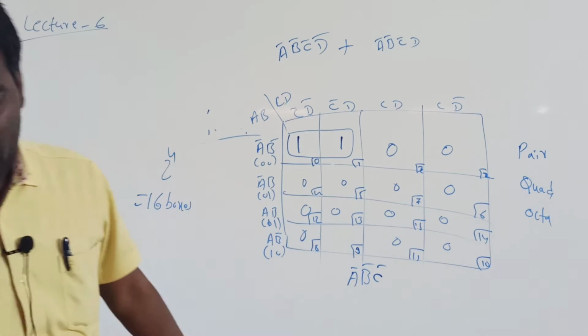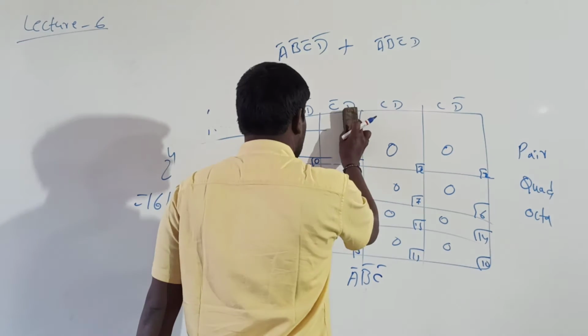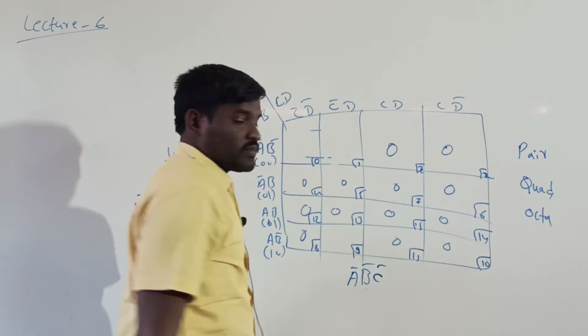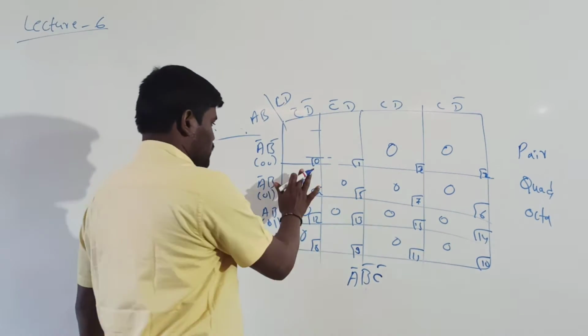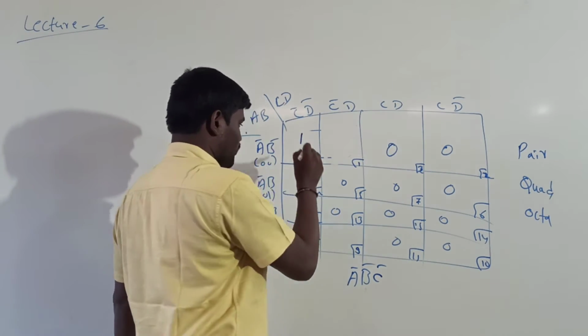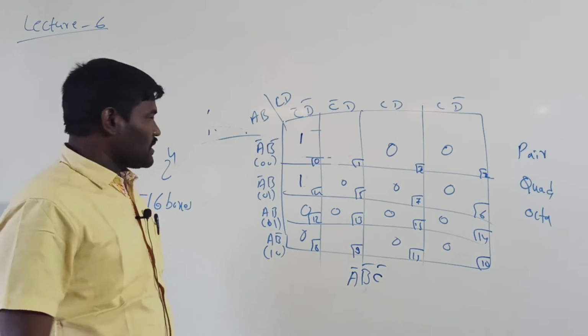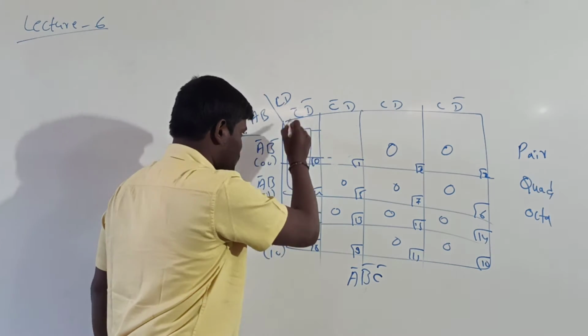Next, I have to consider another example. See here, suppose the question may be like this: A bar, B bar, C bar, D bar plus A bar, B, C bar, D bar. Again it is also a pair.